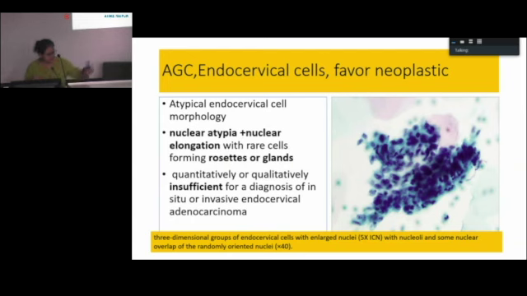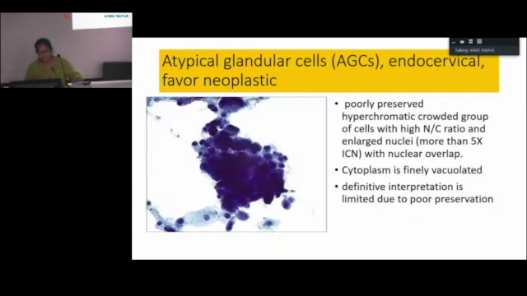Then we have AGCs, endocervical, favor neoplastic, another example. Now, in all reports, not just in cervical cytology but in every cytology report, the importance of comments cannot be emphasized more. So wherever you can qualify something, you must explain. For example, here too a diagnosis of atypical glandular cells, endocervical, favor neoplastic was made. But a comment was added that definitive interpretation is limited due to poor preservation.